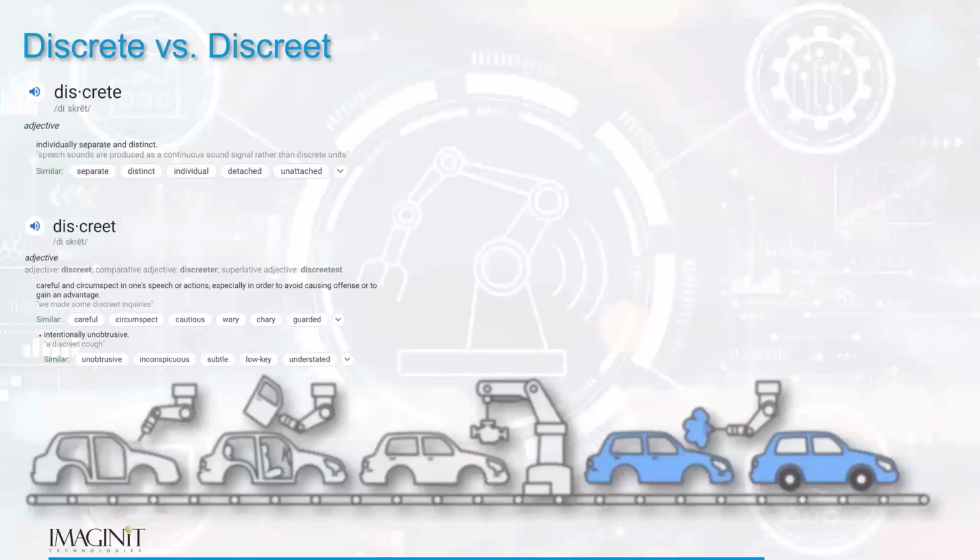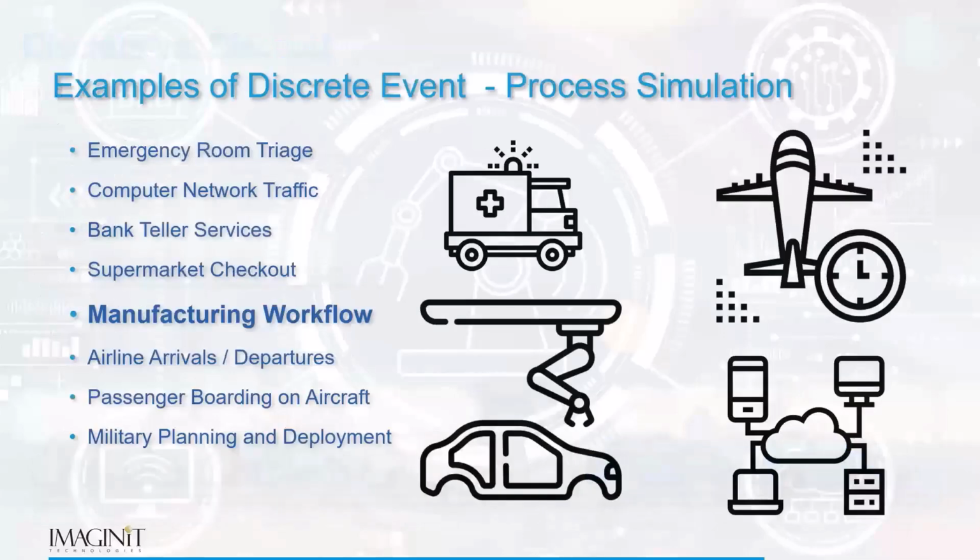We're not talking about the other discrete, where we're careful or circumspect about the language we use in order to avoid hurting people's feelings, all right? We're talking about discrete, where our processes are individual, separate, and distinct.